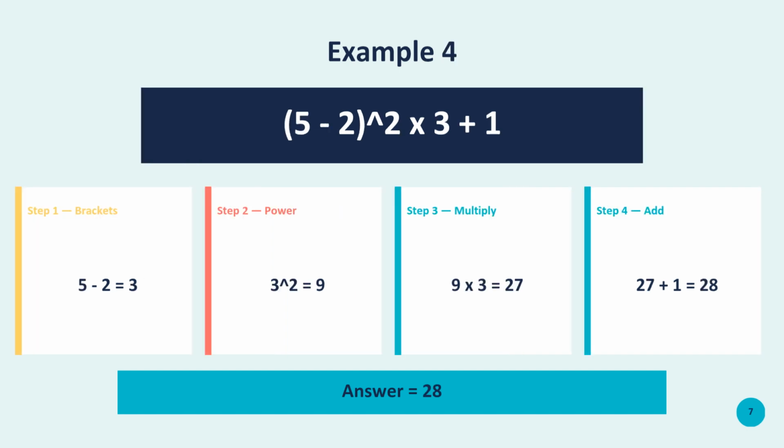Now a longer one. 5 minus 2 inside brackets equals 3. Then the power. 3 squared equals 9. Multiply. 9 times 3 equals 27. Then add. 27 plus 1 equals 28.